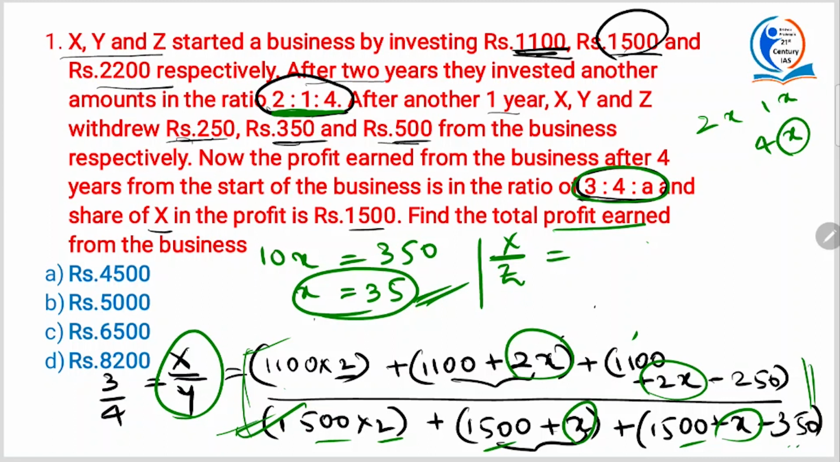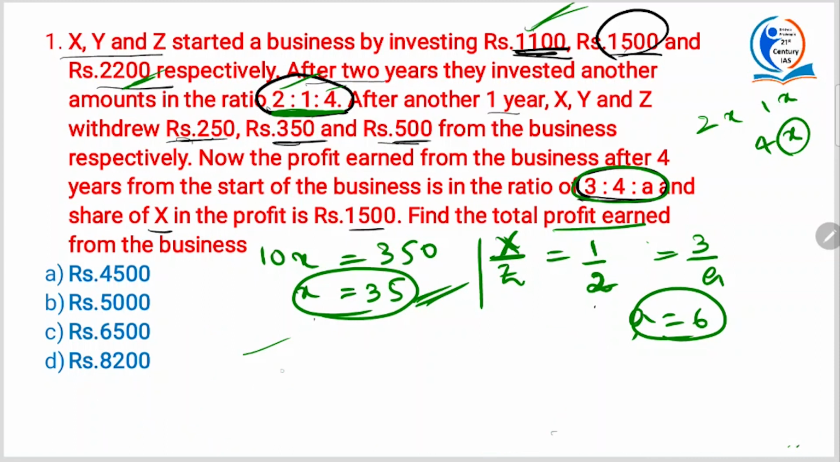But method 2, if you keenly observe, look at X and Z. They are in the ratio 1:2. Here also 2:4 is 1:2. So the profit of X and Z will be in the ratio 1:2 because their investments are in the ratio 1:2 and the time period for which they invested is the same. So the same ratio will translate to profits also. So 1:2 is equal to, from this one, 3 by A. So A is how much? It is 6. Therefore, the ratio of the profits will become what?